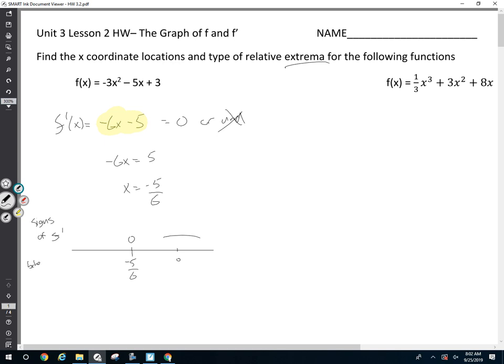which means the behavior of f, which I'll put down here, f is going down. It's decreasing from left to right when the derivative is negative. I'm assuming it's going to be positive here, but let's check. Let's plug in a value like negative 2. Negative 2 times negative 6 is positive 12 minus 5. That's going to be a positive value, which means f is going up, which means x equals negative 5/6 is a max.